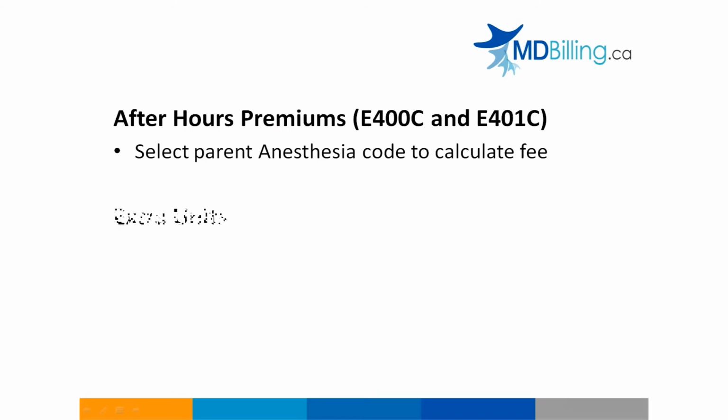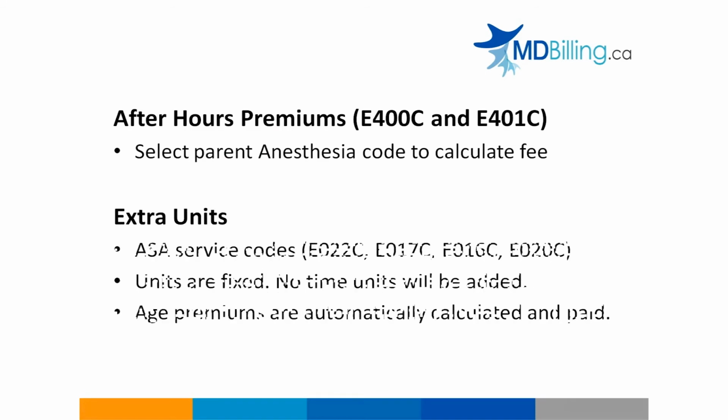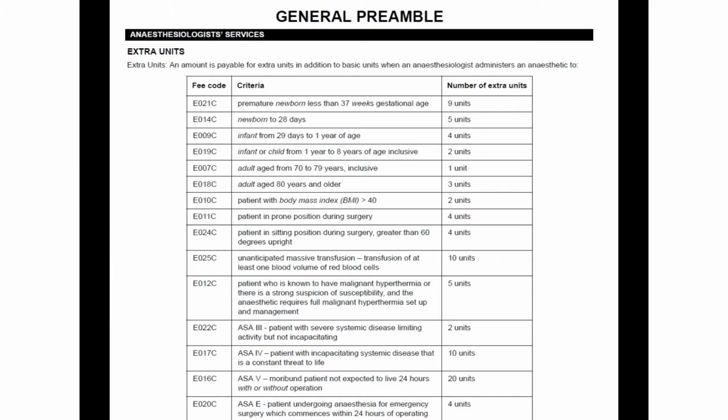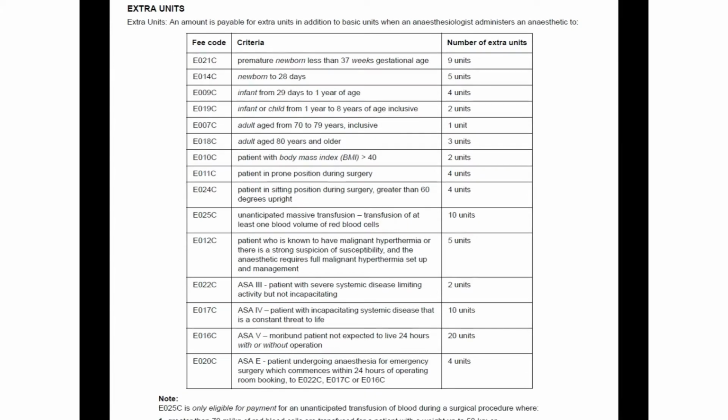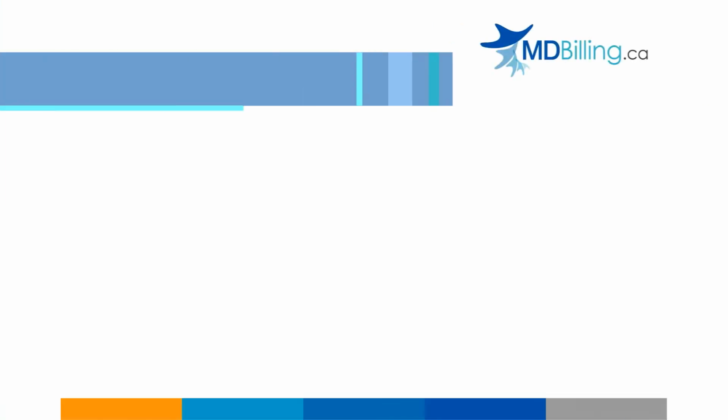There are anesthesia service codes that provide extra units to compensate for a patient's increased complexity. The service codes that provide extra units can be found on section GP61 of the Schedule of Benefit. Please note these service codes have fixed units. That is, the system will not add to the time units, but will default to the fixed value assigned by the Ministry of Health. The Ministry of Health system was designed to only accept 2 digits for the quantity.